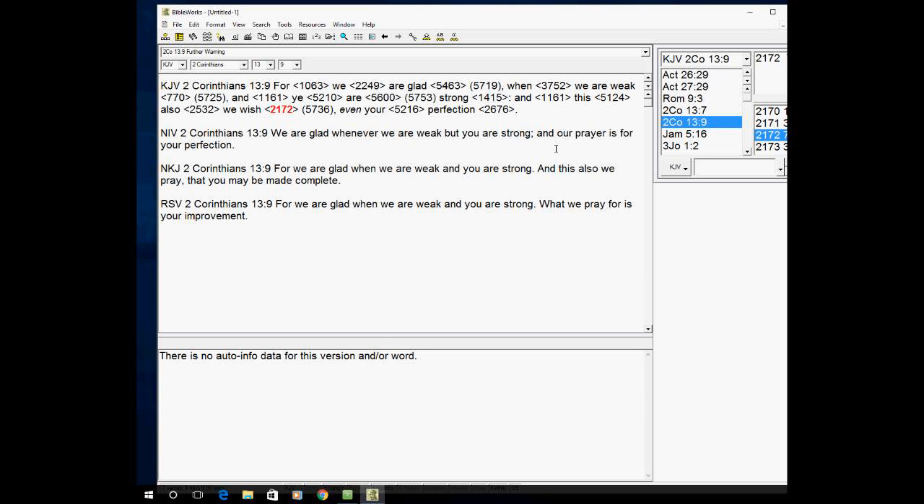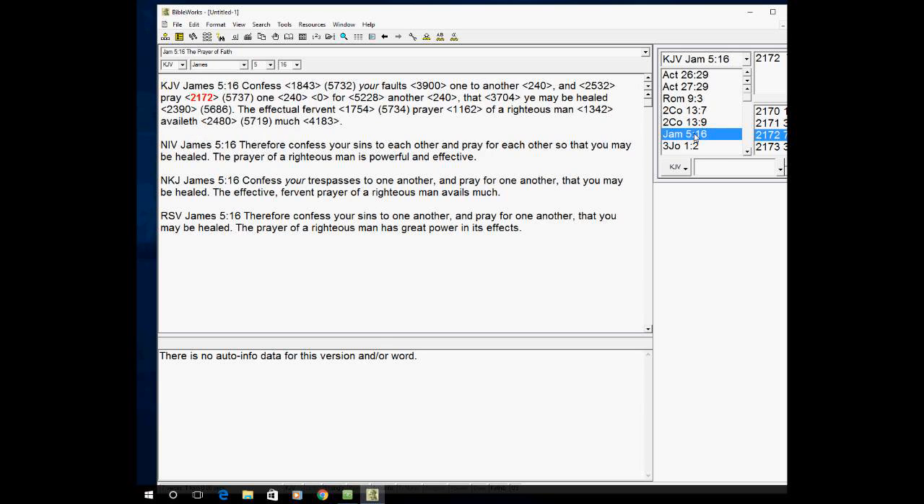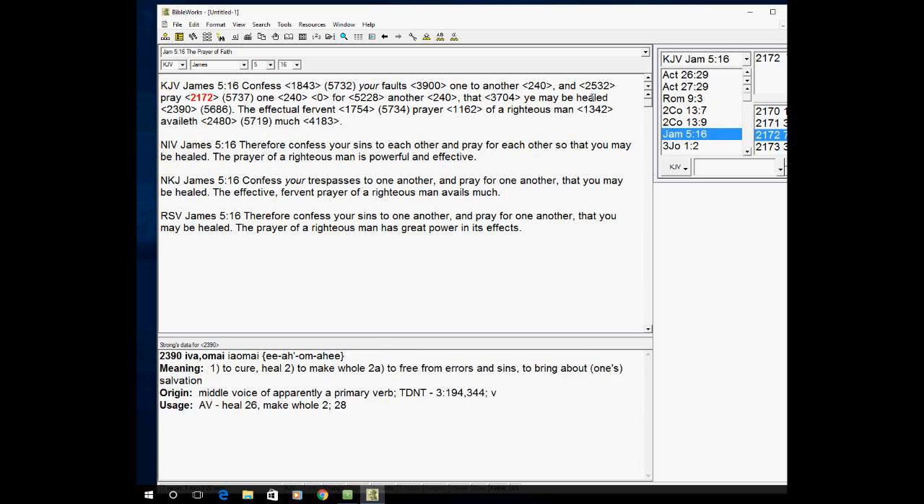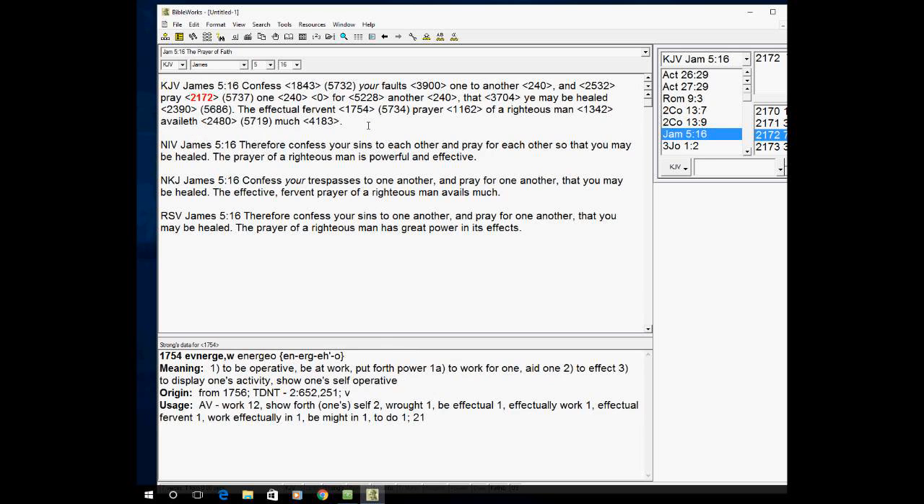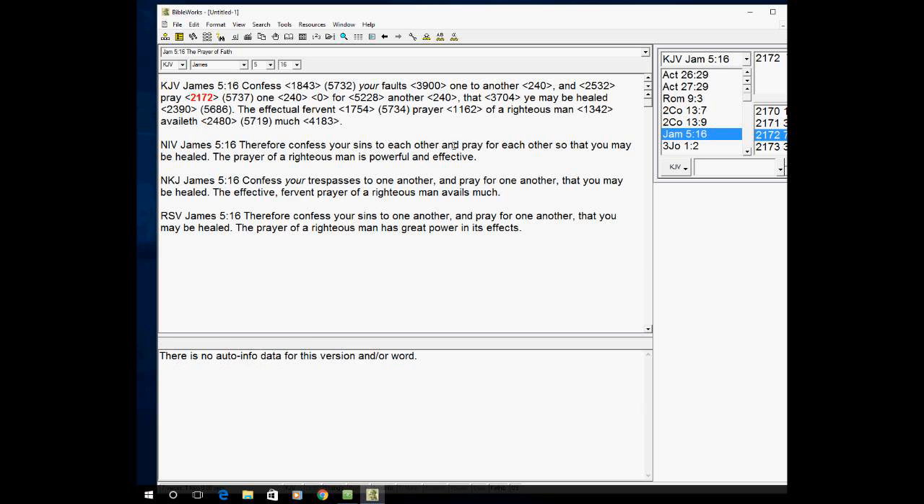Whereas the NIV says, "our prayer is for your perfection." New King James also translates it pray. RSV also translates it pray. So in James 5, verse 16, it says, "confess your faults one to another and pray one for another that you may be healed." It's the same Greek word that's also translated wish. Remember that it's translated one way or the other depending upon which emphasis the translator wanted to give.